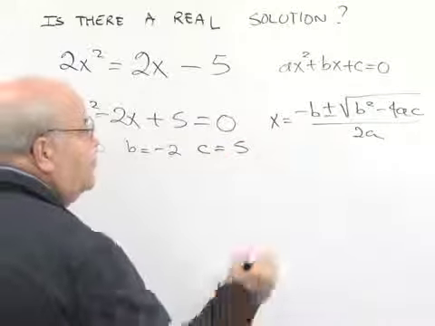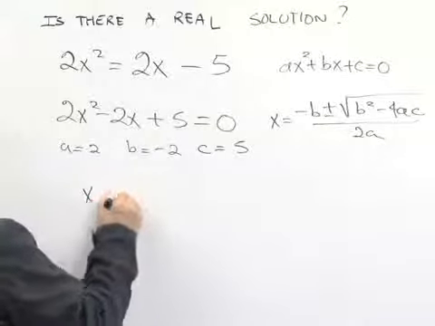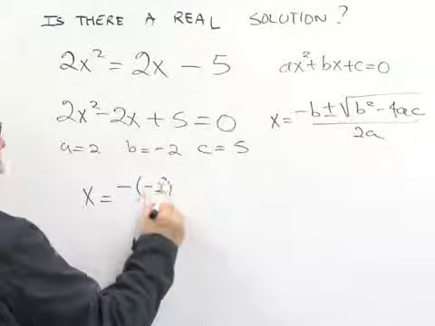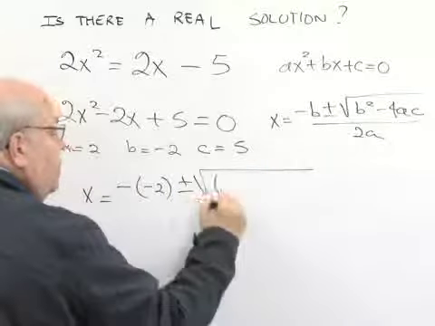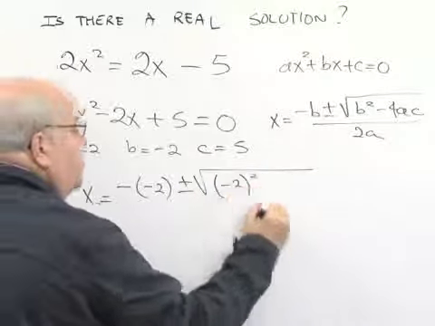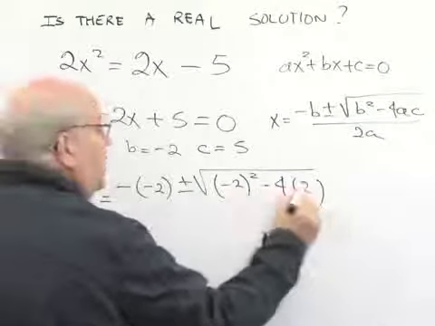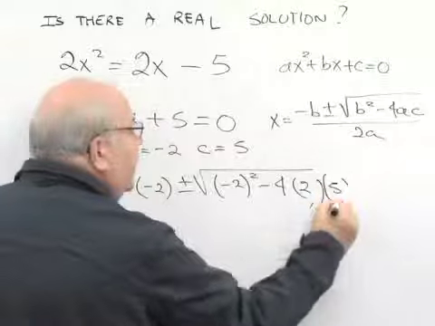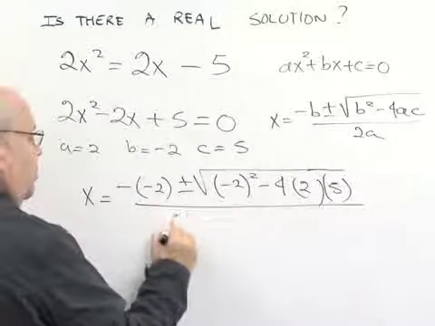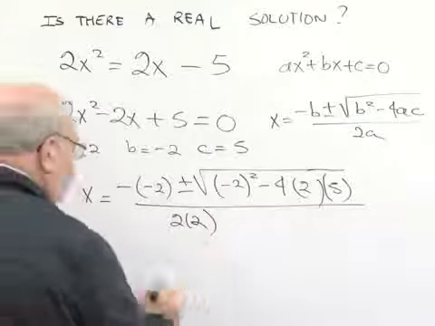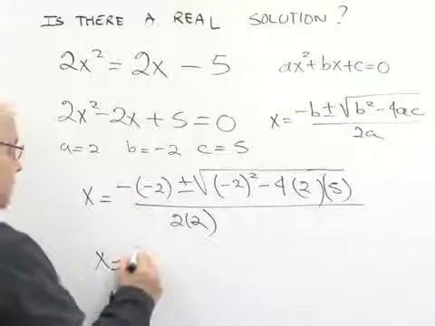Let's see what happens when we try to use the quadratic formula. X equals minus b, and b is minus 2, plus or minus the square root, and inside the square root, b squared, minus 2 squared, minus 4 times a, which is 2, times c, which is 5. In our denominator, we have 2 times a, 2 times 2. Now, the opposite of negative 2 is plus 2.